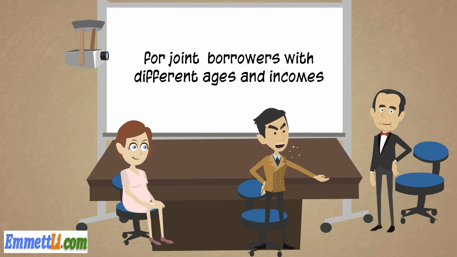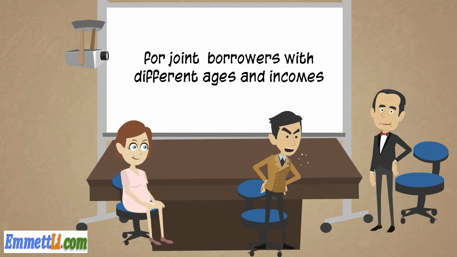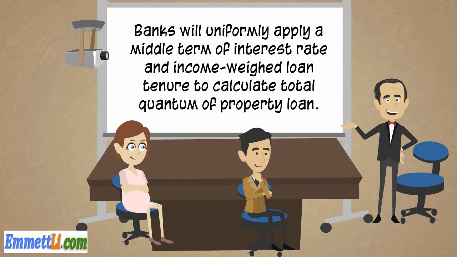Excuse me, if we are joint borrowers, what are the actual loan tenure and quantum we could be granted? Singapore banks will uniformly apply the middle term of interest rate and the income-weighted loan tenure to calculate the total quantum of the property loan for joint borrowers.